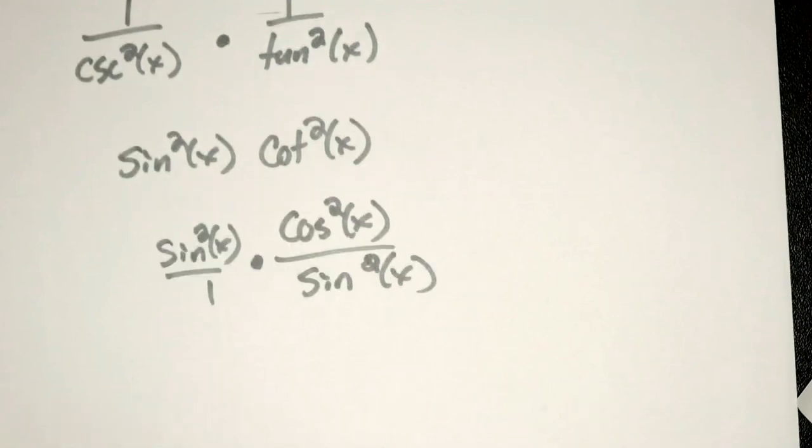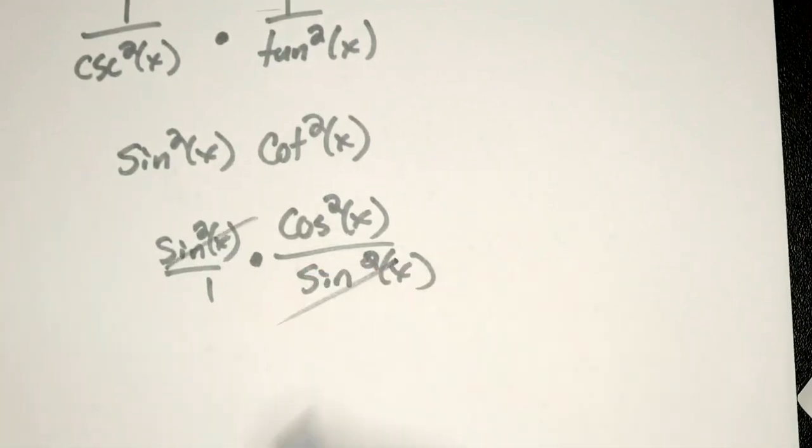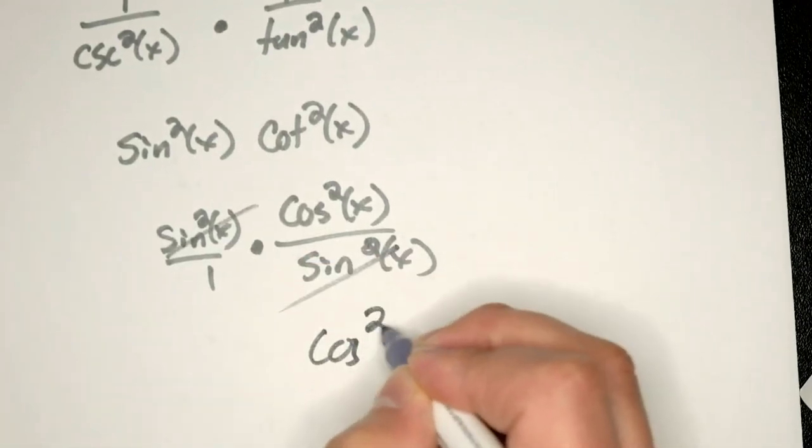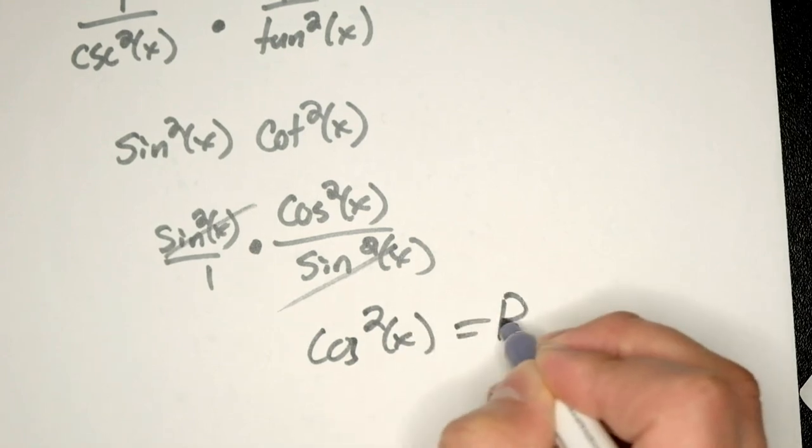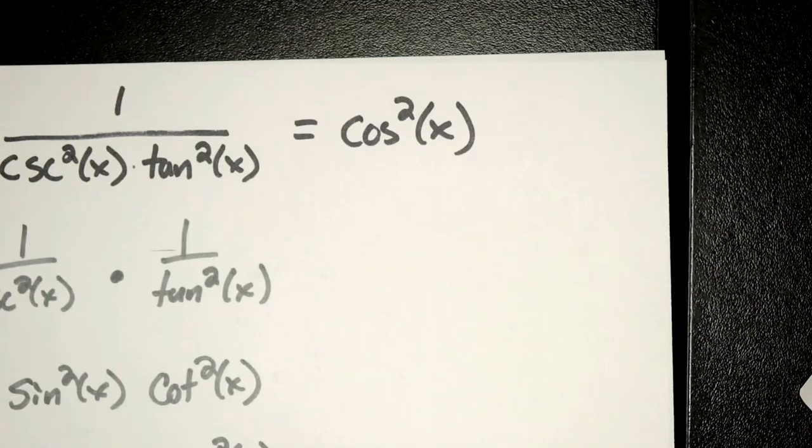All right. So let's go back and look at this and finish it out. Sine squares cancel. I get cosine squared. Hey, guess what? That is our right-hand side of the equation up there, isn't it?